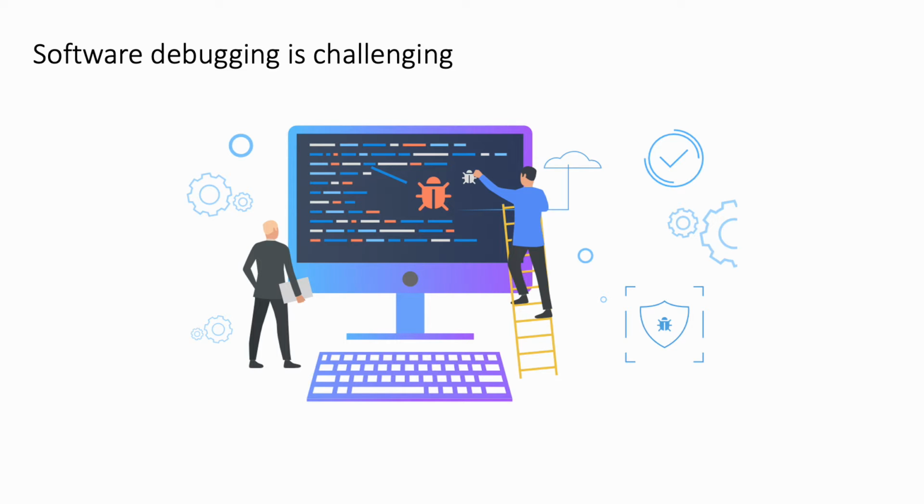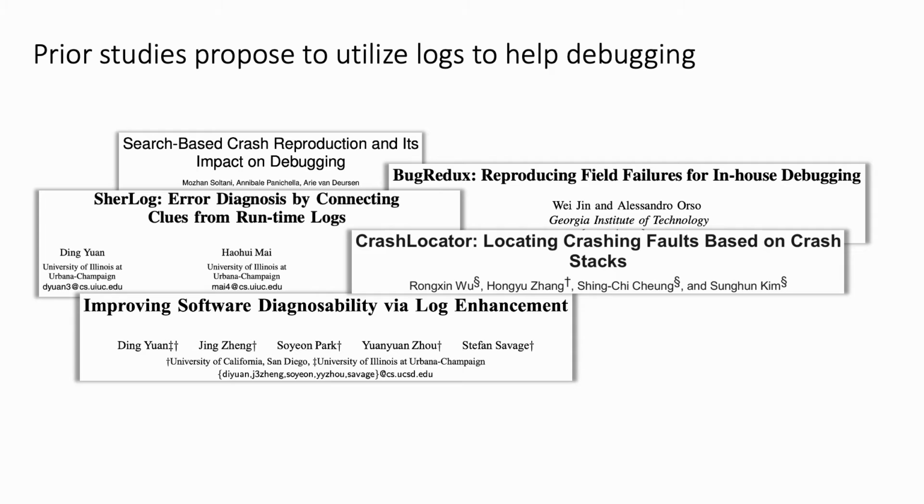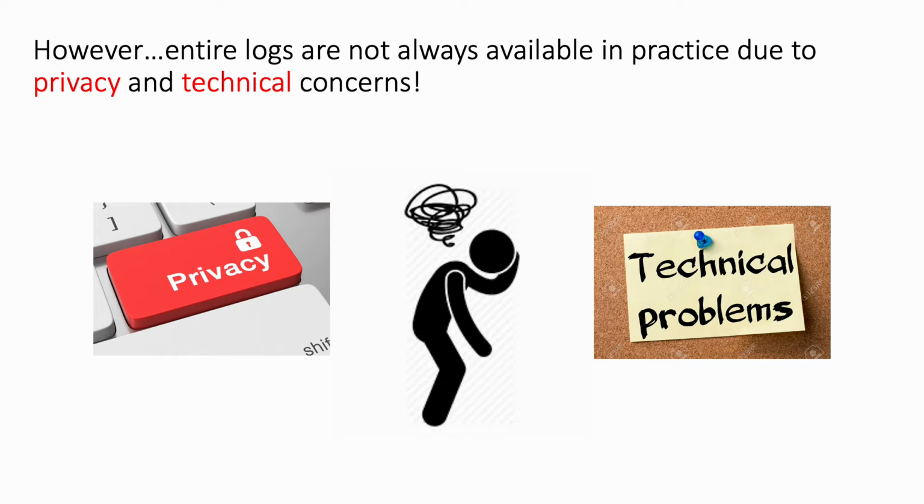Software debugging is a challenging task in software maintenance. As the complexity of modern software systems increases, developers need to spend more time on understanding system execution in order to locate the problem. To assist developers, prior studies have proposed approaches to utilize log to help debugging. However, entire logs are not always available in practice due to privacy and technical concerns.